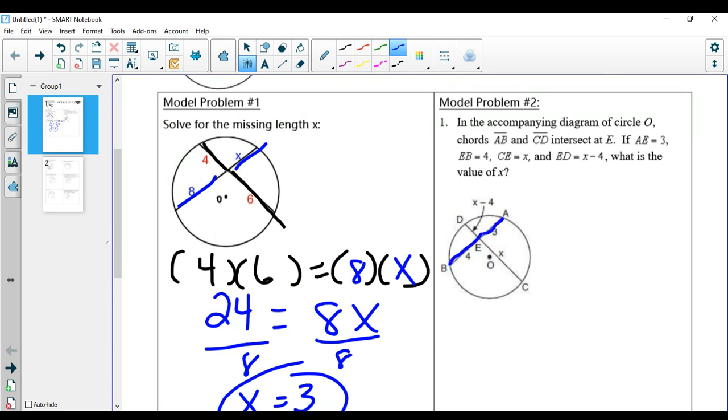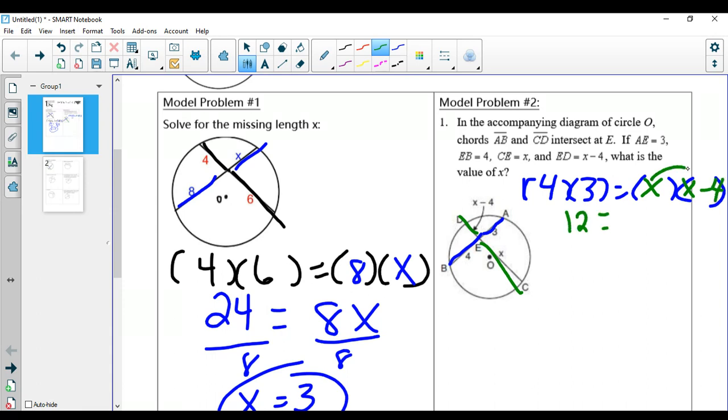Now, it could get more tricky if you look at this question. We're going to have a factoring question. So let's set up our parentheses. You're going to have 4 times 3, and then over here, we're going to have X minus 4 and X. 4 times 3 is 12. You're going to distribute the X, giving you X squared minus 4X.